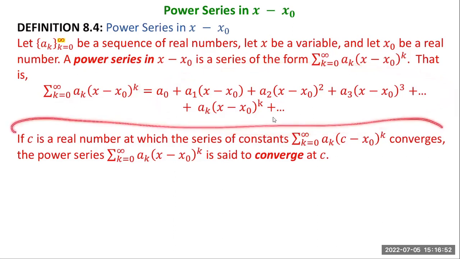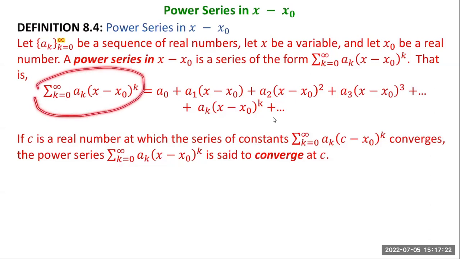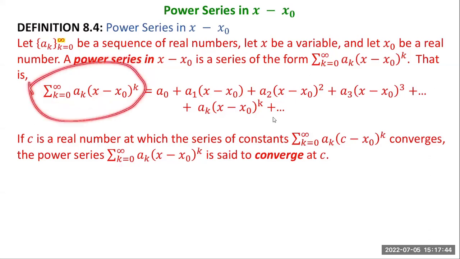Okay. And here is again an important part. When do we say that this power series converges at a given point, x is equal to c? Here is the definition. If c is a real number at which the series of constants, k goes from 0 to infinity, a_k times (c minus x naught) to the power k converges, then we say that the given power series converges at x is equal to c. Or in other words, we say that this power series converges at x is equal to c if the series obtained by plugging x is equal to c in this series converges. You plug in x is equal to c here, and if the resulting series converges, then we say that the original power series converges at x is equal to c.